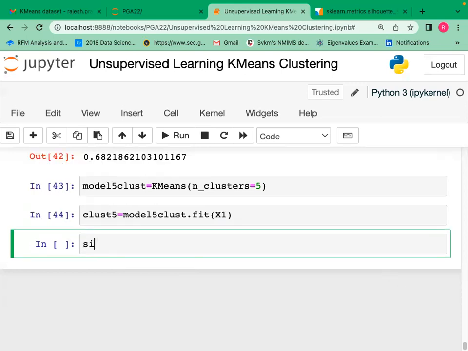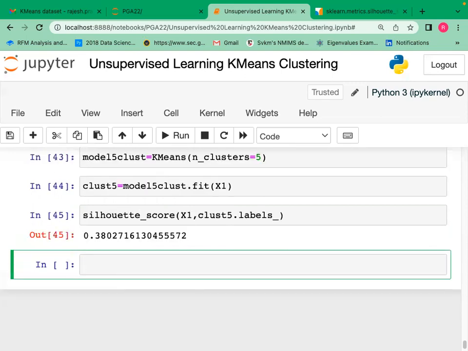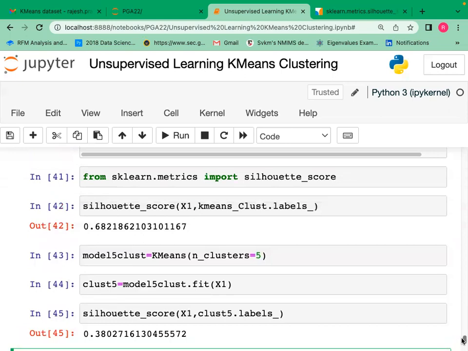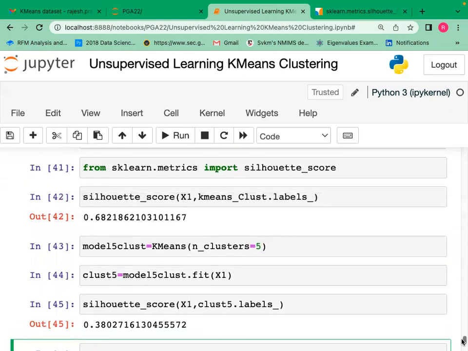Okay. Now we will do the silhouette score. X1 comma model 5 dot labels. See, 5 clusters gives 0.38 Silhouette score. That means quality is not good. So we have to go with 2 clusters only. So the 2 cluster model is the best fit model. For the 5 cluster model, the silhouette score is closer to 0. That means they are touching each other. The clusters might be closer to one another.